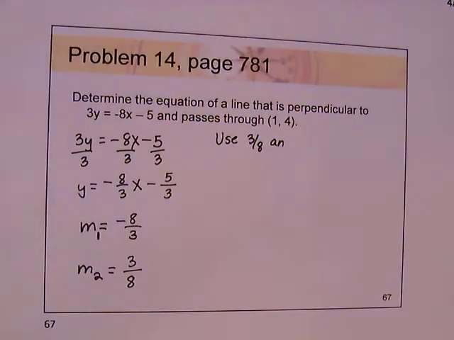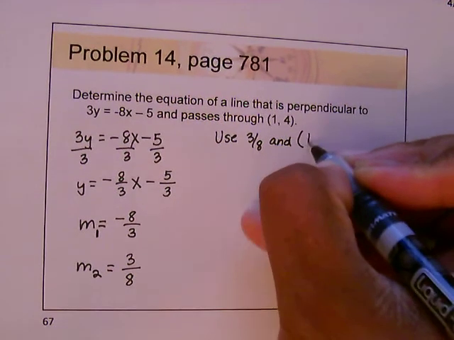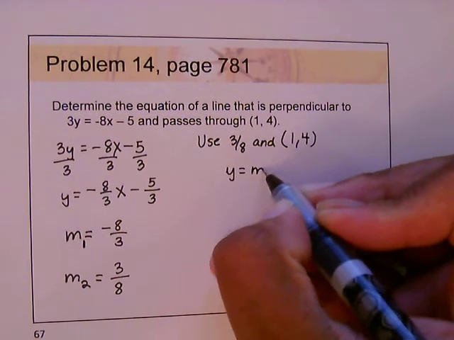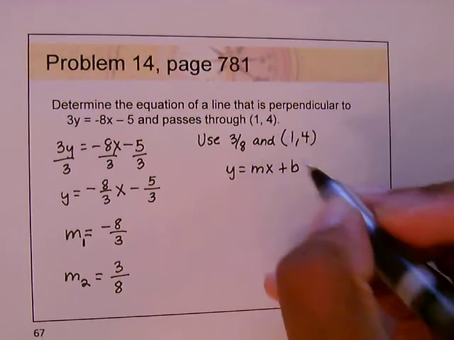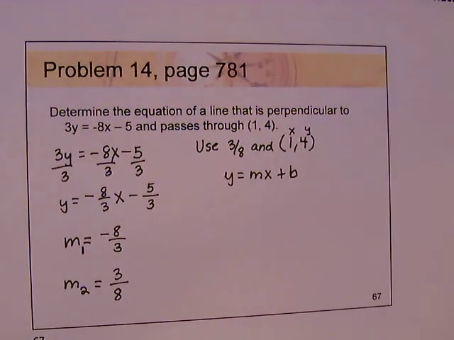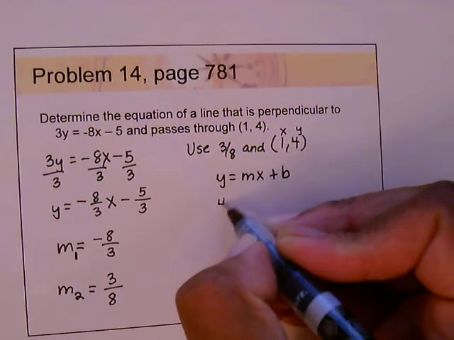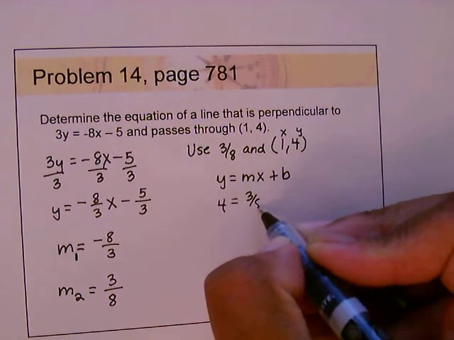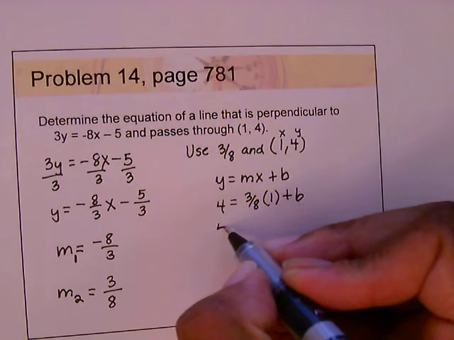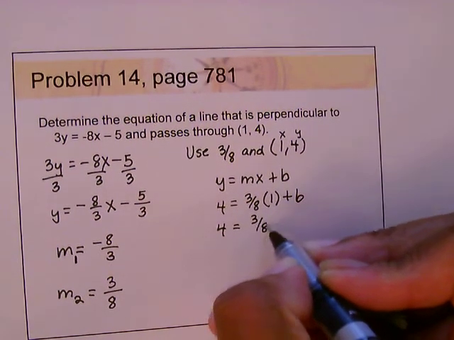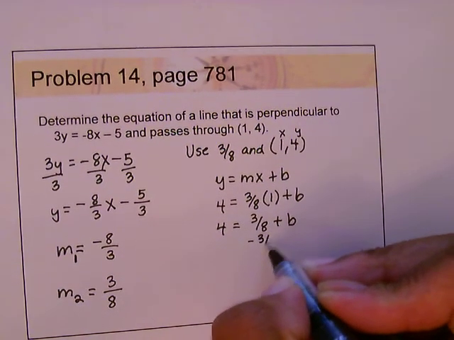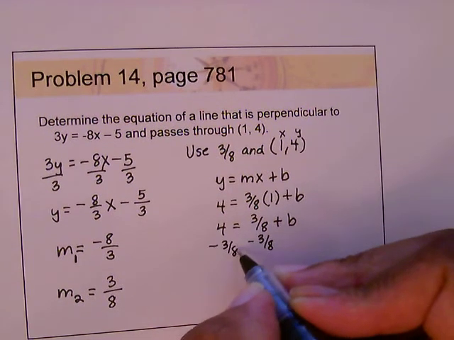And the ordered pair (1, 4), we're going to use that in this equation, y equals mx plus b. And that 1 is your x, the 4 is the y. We just substitute that in this equation. Your y is 4, so 4 is equal to, the slope is 3/8 times x, which is 1, plus b. And 1 times 3/8 is 3/8. So that 4 is equal to 3/8 plus b. And to solve for b, we have to subtract 3/8 on both sides.